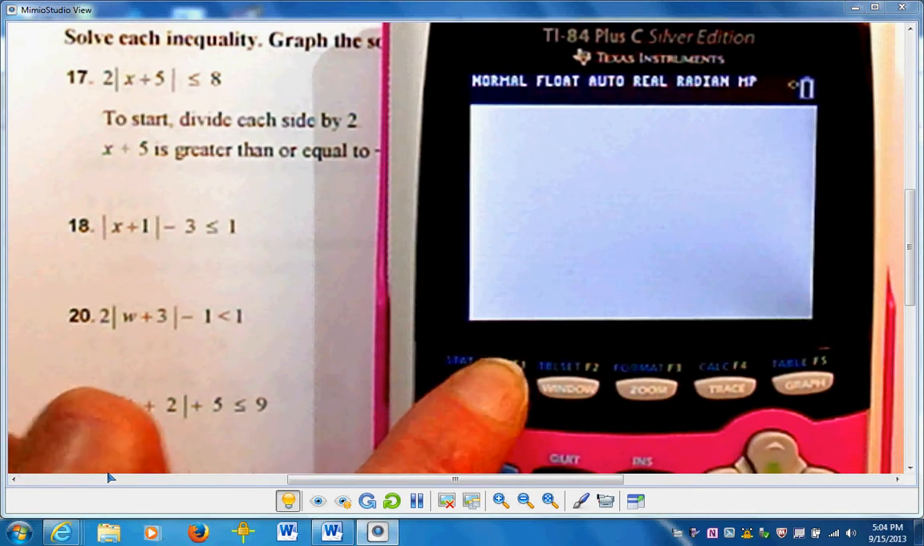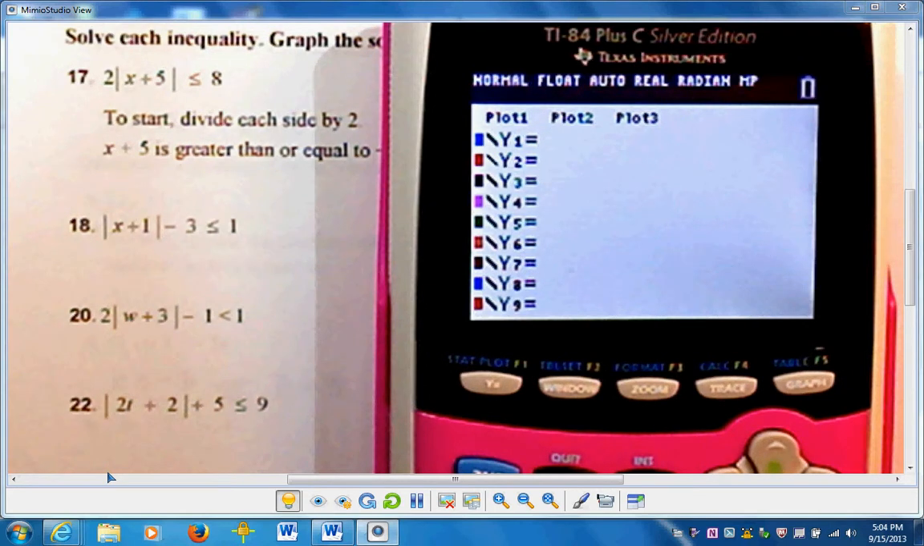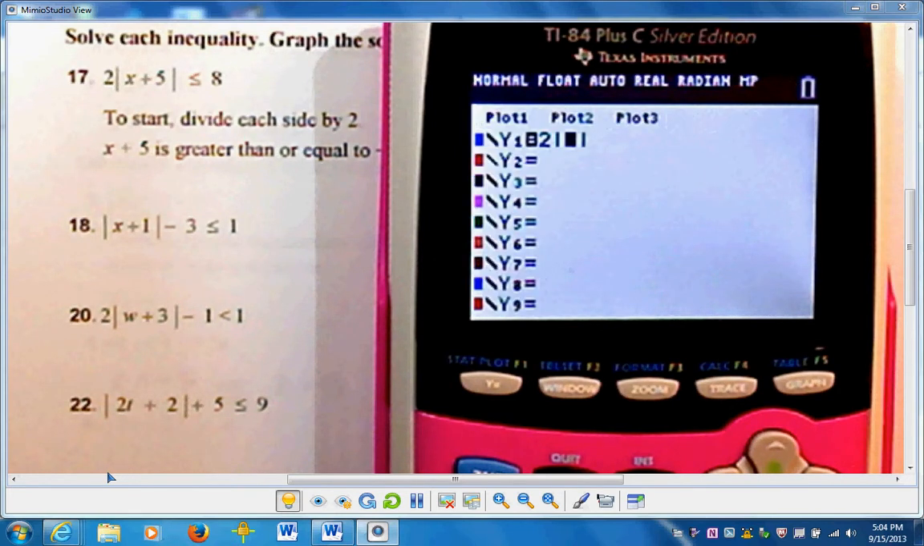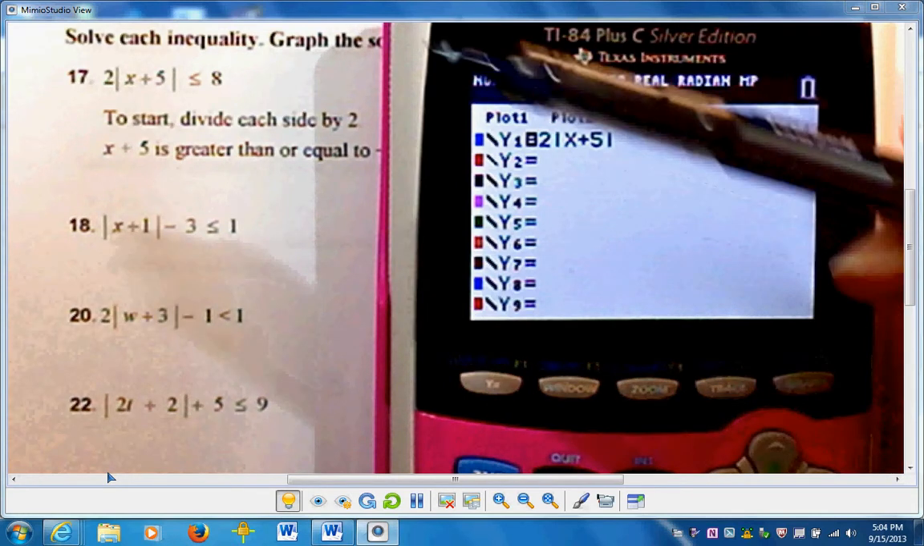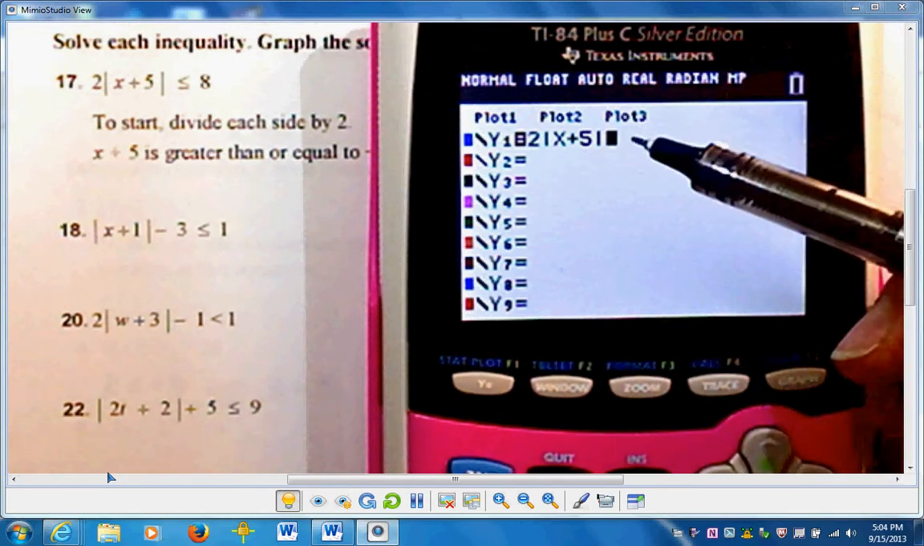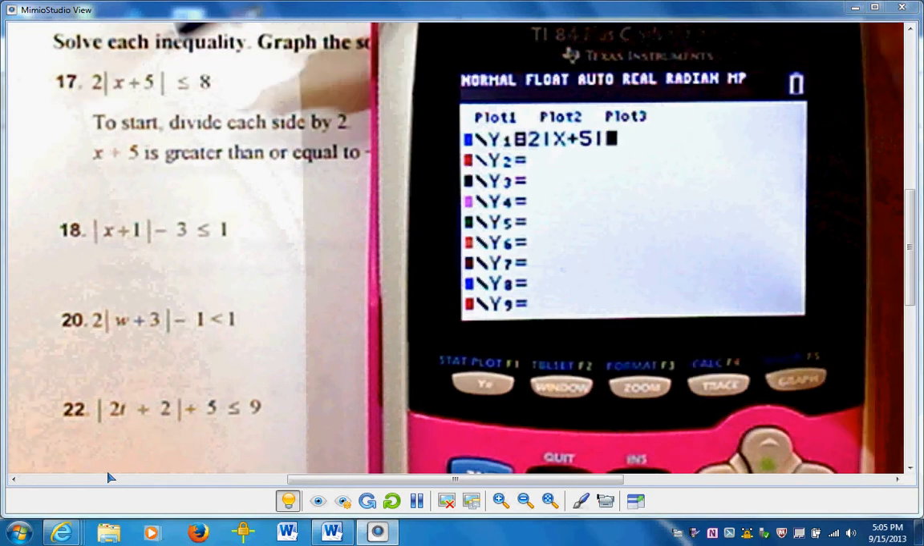So the first thing we're going to do is go to Y1. I'm going to enter in the equation exactly how I see it. I'm going to put in 2, then go to math, number, absolute value, x plus 5, and go outside my absolute value. Last time we put the 8 down here, and we can still do that. But right now I'm going to do it a little differently. I'm going to put a less than or equal to 8.